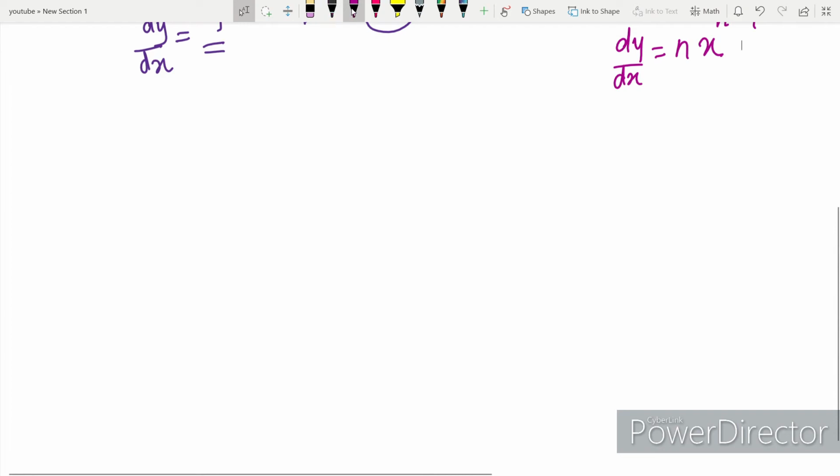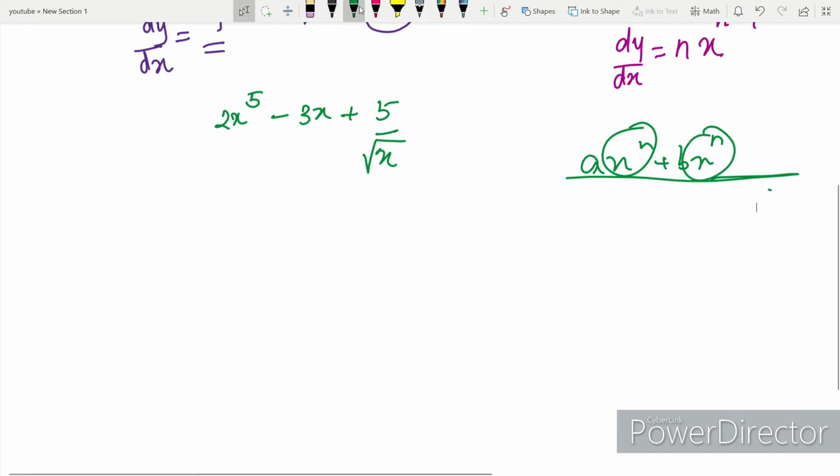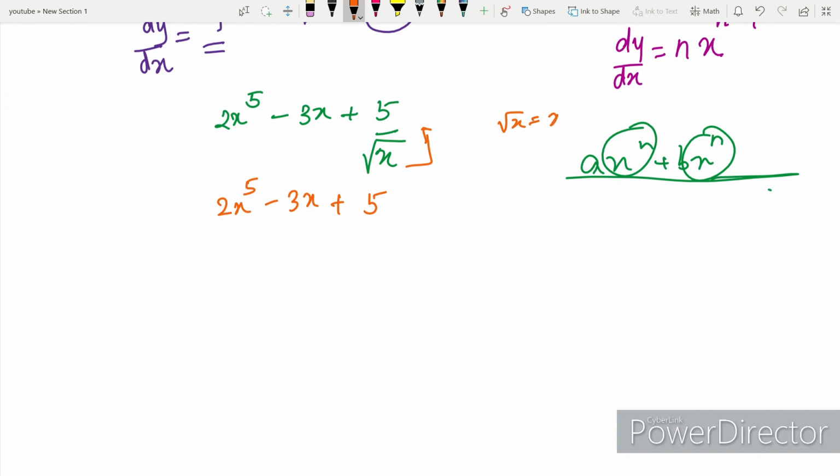So moving on, what if you have a bigger function? How are you going to do it? Imagine you have a function like 2x to the power 5 minus 3x squared plus 5 over root x. The first step is to write everything in the format ax to the power n plus bx to the power n, all the x's in one line instead of denominators and numerators. So how do you do that? You bring the x at the denominator to the numerator. It's simple indices. So 2x to the power 5 minus 3x squared plus 5. Root x is x to the power half. When you bring it up, it will be the negative of the power. So it will be 5x to the power minus half.